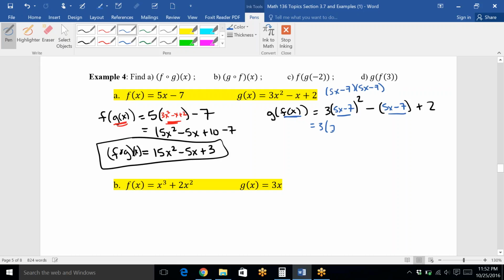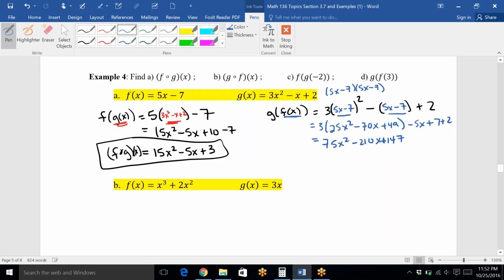So that would be 25x squared. You'll get 2 negative 35x's, so that would be negative 70x. And negative 7 times negative 7 is positive 49. Go ahead and distribute this negative, so that'd be negative 5x plus 7 plus 2. We need to distribute this 3, so that's 75x squared minus 210x, and that would be 7, carry the 2, 12, 13, 14, plus 147.